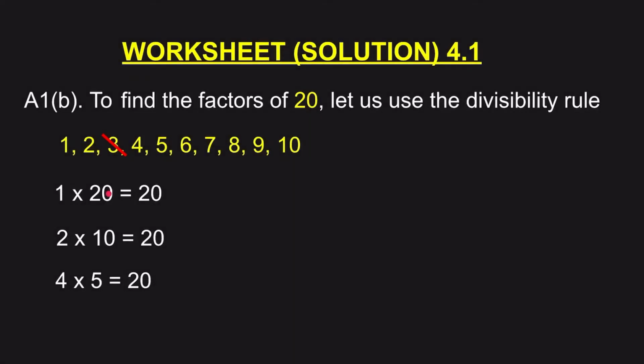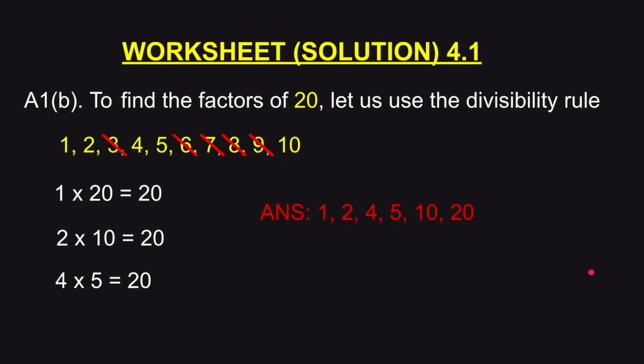Along with the divisibility rules, we are also using the multiplication method. So, we don't have to go any further because after 4, we will check the divisibility by 5, and 5 is already there in the list. So, that means we have checked for all numbers. So, the factors of 20 will be 1, 2, 4, 5, 10 and 20. And it is always good to write in ascending order.